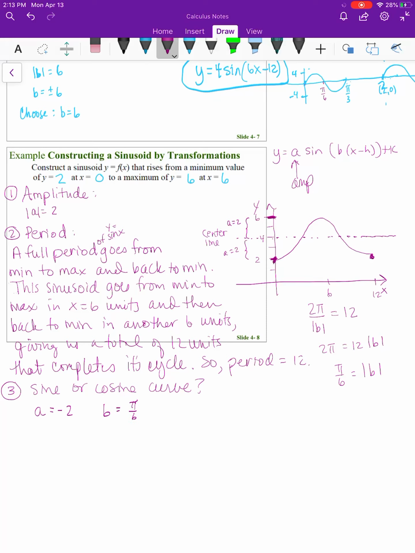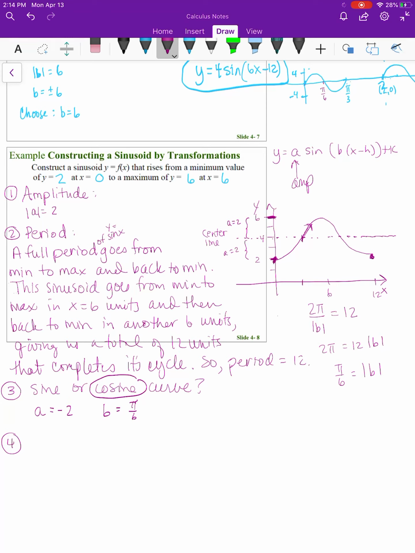We knew that it was rising and falling in 12 units, so we've calculated that our b is going to be pi over 6. And so we've got our negative cosine curve, so we know we're going to use cosine because it was at its lowest point at 0. So then that made it so that we didn't have to do a phase shift. If we wanted to start it here so that we could have a positive sine curve, we would have had to phase shift it. Well, let's just start it here at 0, and we don't need a phase shift.